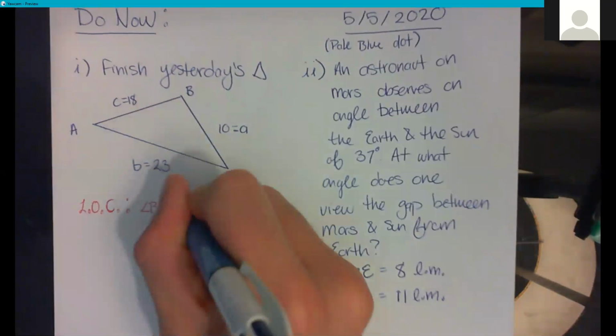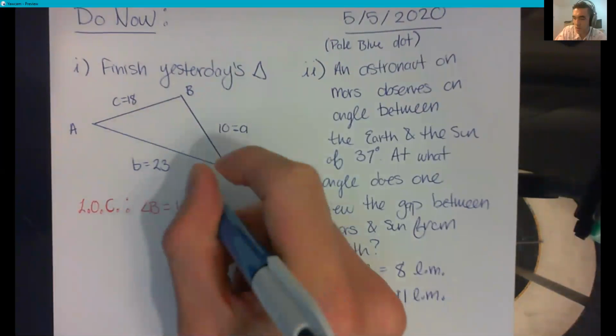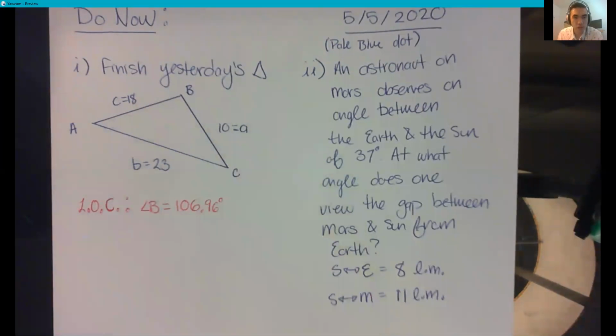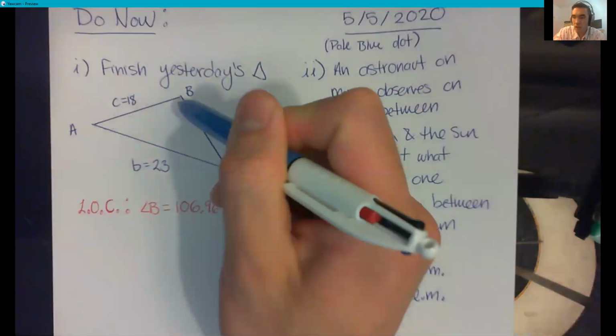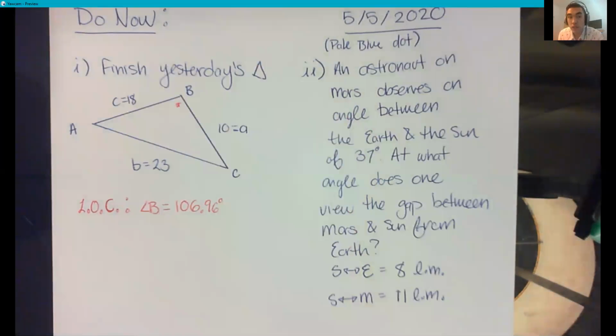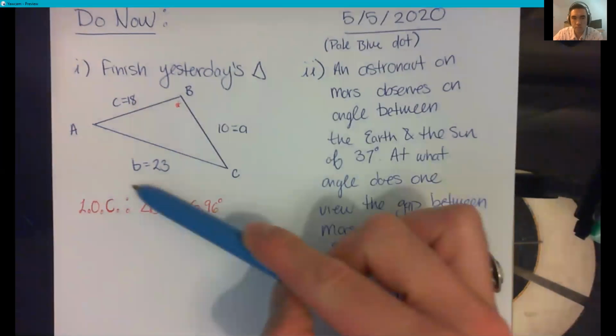It gave us 106.96. Thank you very much. Perfect. Yeah, we got 106.96 degrees, which is a rounded value, but that's right here. So now that we have that angle B is 106.96 from the law of cosines, what does that give us? What do we consider these two numbers to form?